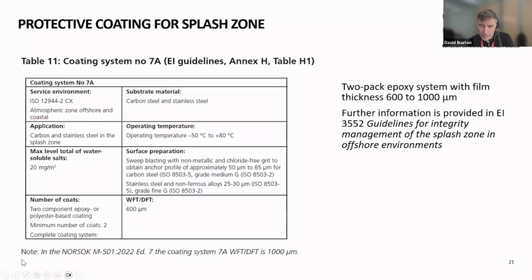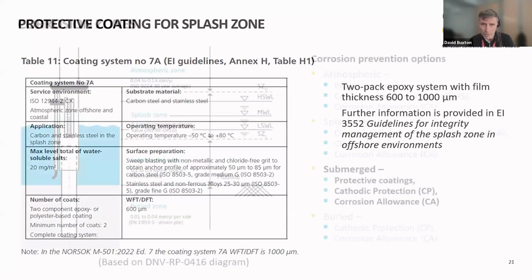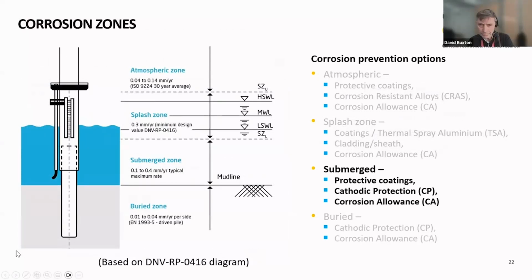Okay, on to the next slide, and moving down to the submerged zone. Again, the corrosion prevention methods for the submerged zone include protective coatings, also cathodic protection. That's a standard measure to minimize corrosion, and the use of a corrosion allowance. In the submerged zone, obviously, we're looking at the area below low water, which is continually wet. So it's the lower part of the foundation.